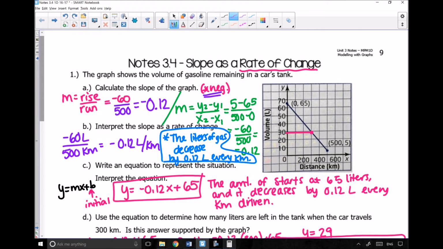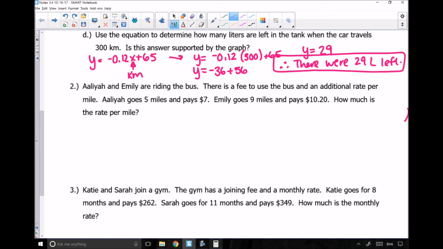So basically the biggest piece of information here is to find the slope as a rate of change. It just needs to have units. So here our slope was negative 0.12, but our rate of change is negative 0.12 liters per kilometer. So this is our rate of change. This is our slope. It's the same idea, except just the slope doesn't need units and the rate of change does.